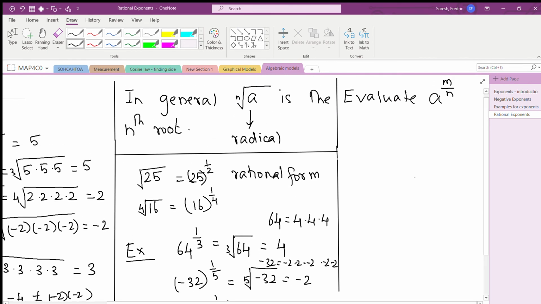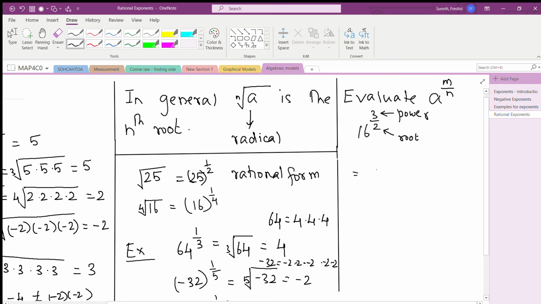Finally, how do we combine the two? For example, if I want to evaluate, say, 16 to the power of 3 over 2. Let's look at it for a second. The bottom number is the root. The top number is the power, which means you can do one after the other.